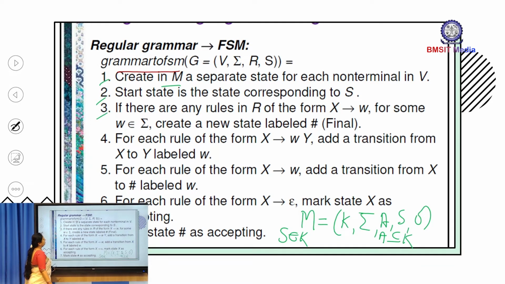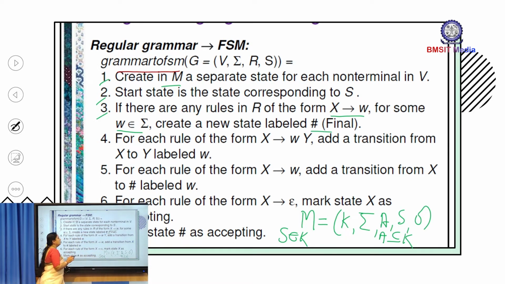The next step is, if there are any rules in R of the following form, and this is very important, because now we have to define transitions based on the productions given in the regular grammar. We have to look only at the rules defined in the grammar in order to conclude what the correct transition to be introduced in the finite state machine is. So if there are any rules in capital R of the form X tends to w, for some w which belongs to sigma, that is input symbols, where w is a string, then create a new state labeled hash, that is final.